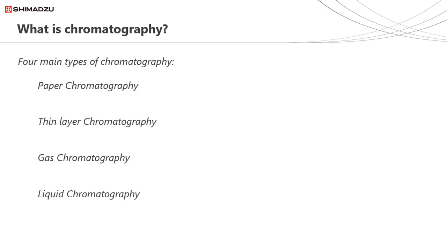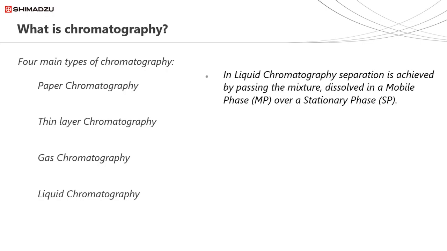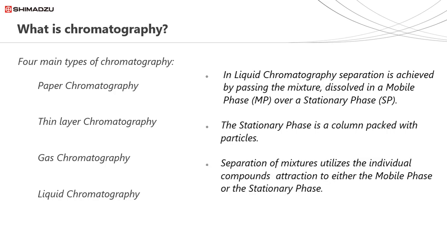We then created a list of the 4 main types of chromatography: paper, thin layer, gas and liquid chromatography, which we then concentrated on. We established a definition of what liquid chromatography was and what constituted the mobile and stationary phases. We also looked at the basics of how mixtures were separated within liquid chromatography.